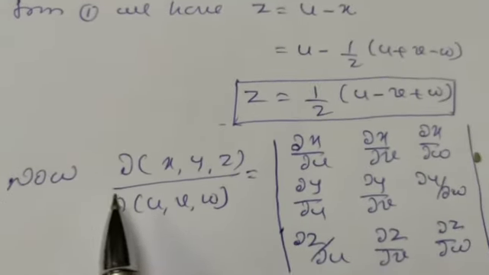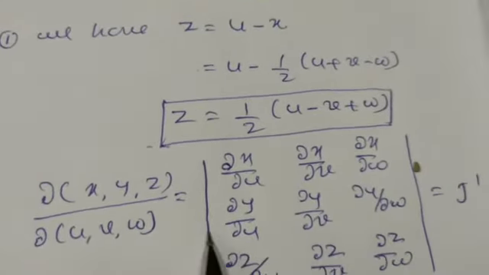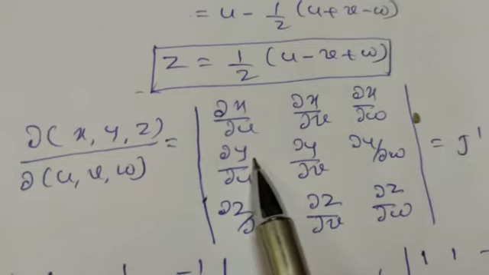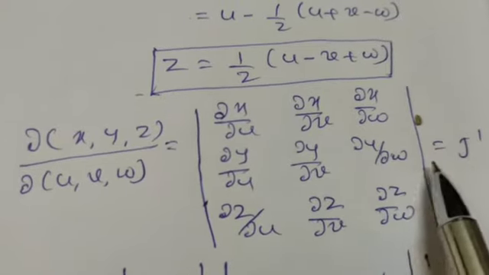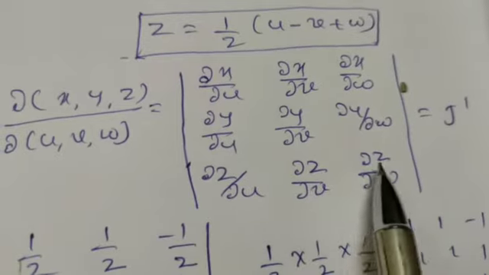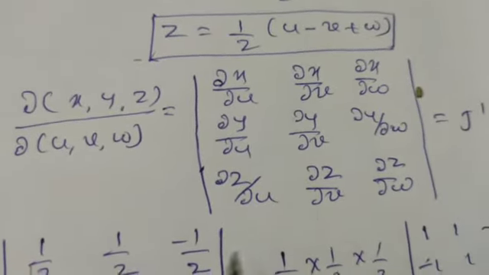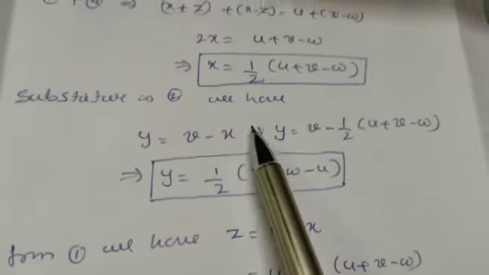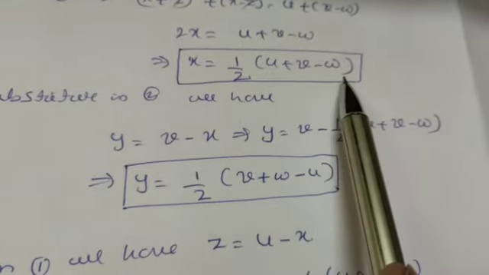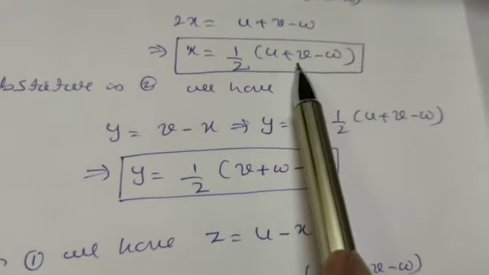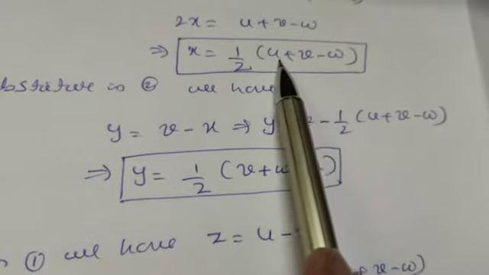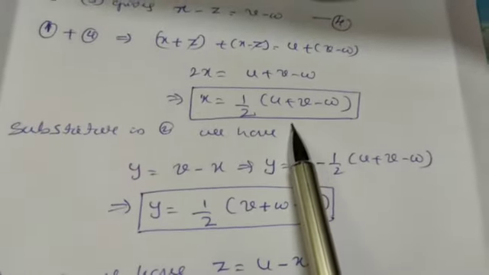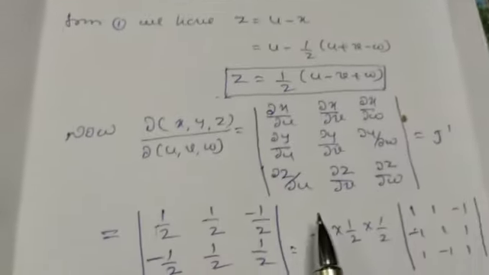So now we have to find the Jacobian of x, y, z with respect to u, v, w. It is equal to the determinant of ∂x/∂u, ∂x/∂v, ∂x/∂w. Similarly, the second row ∂y/∂u, ∂y/∂v, ∂y/∂w, and the third row is ∂z/∂u, ∂z/∂v, ∂z/∂w. Take this as J dash or J inverse. So x is 1/2 (u plus v minus w). ∂x/∂u: u is the variable, the remaining are all constants, so it is 1/2. And ∂x/∂v is plus 1/2, and ∂x/∂w is minus 1/2.